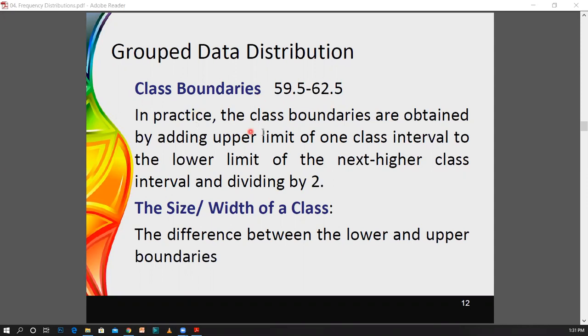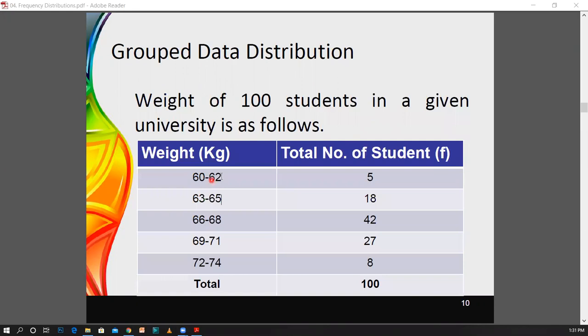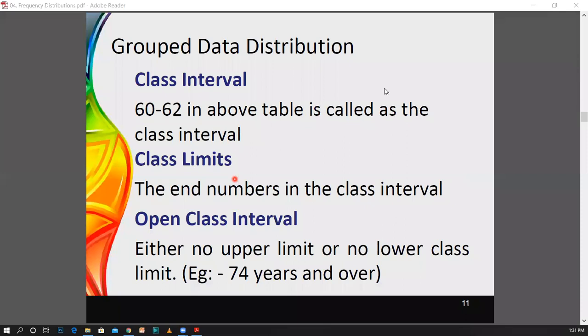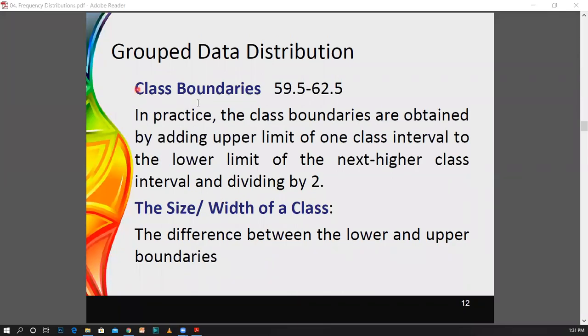When you need to define the class boundaries, you are considering one class. Here, you may take that this is the first class boundary. This is the upper value for the first class, and this is the lower value for the second class. Then you add these two values and divide by 2 to obtain the class boundary. I will discuss one example; here I am just explaining these terms.